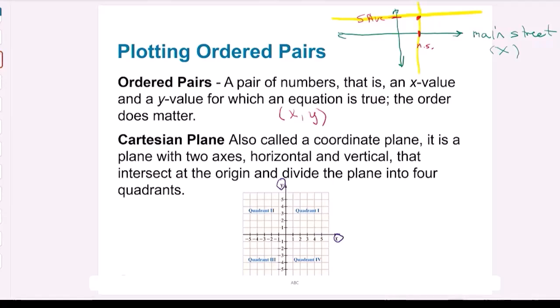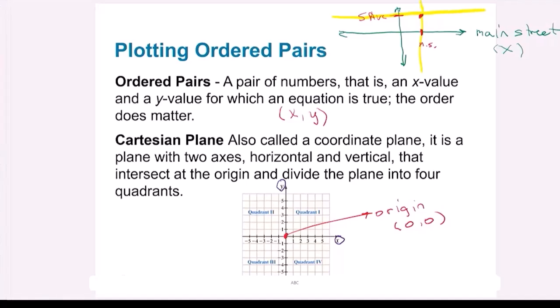And where they intersect, that's called the origin. That point is 0, 0. This is 0, 0, which means I'm not going anywhere in the x direction or anywhere in the y direction. And then we take this square, and now we've divided it into 4 different pieces. And each one of those is called a quadrant.